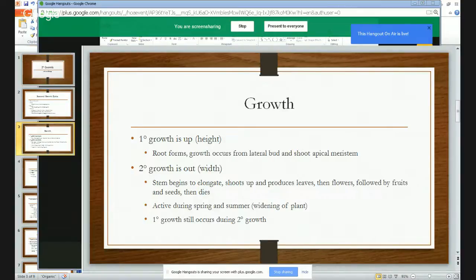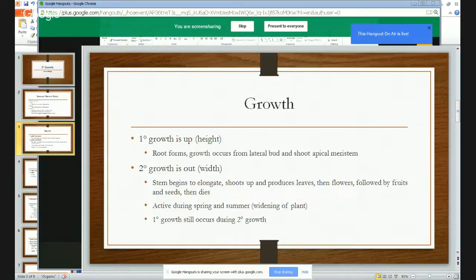All right, so that's primary growth. Secondary growth now is what we're going to talk about. This is when your plant grows wider. This is how you get the widening of your stems and your roots, through the secondary growth. So primary growth is height, secondary growth is width.